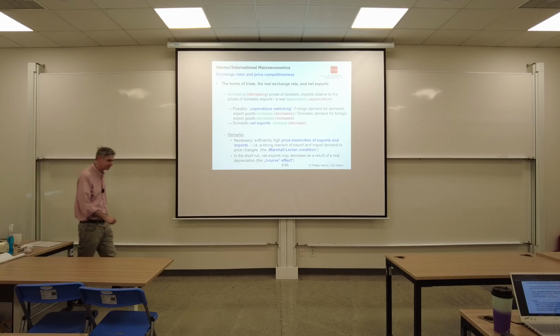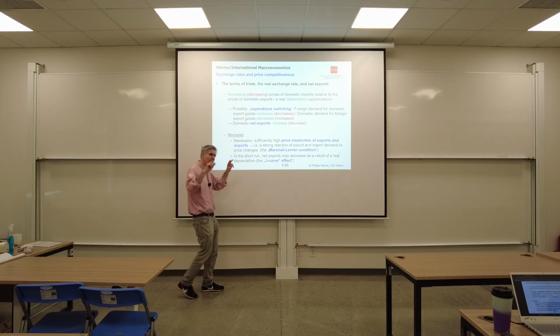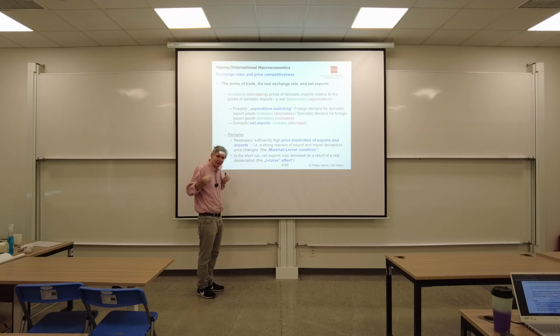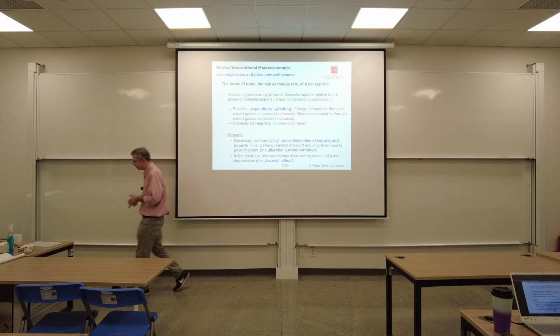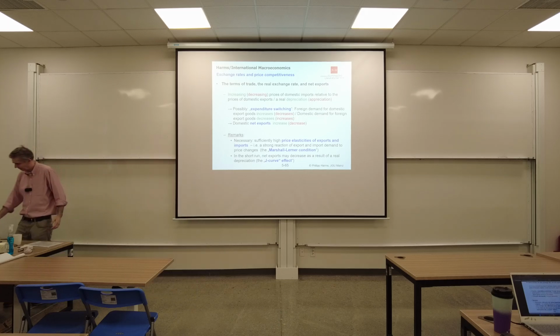Actually, in the short run, you may have a seemingly perverse effect. You have a real depreciation, and the real depreciation should enhance net exports, but what you see is that net exports go down. That's weird. And the answer is the J-curve effect.